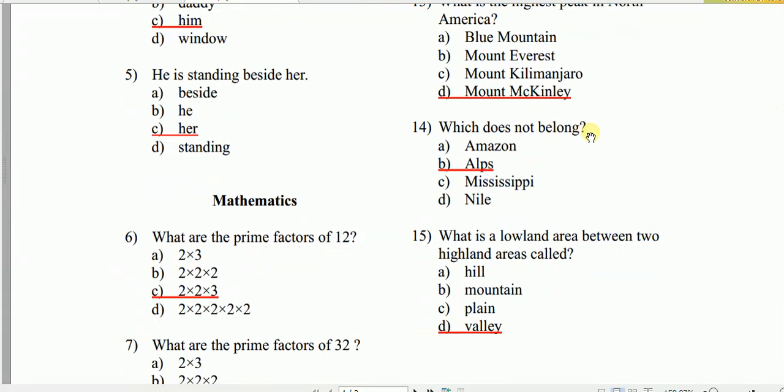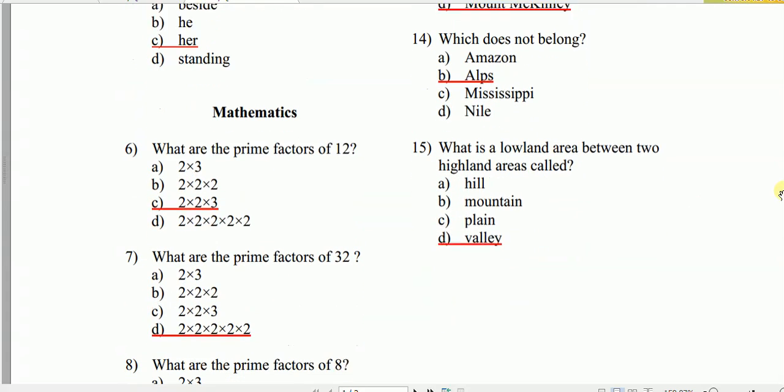Which does not belong? Pay attention to not. Amazon, that's a river. Alps, mountain range in Europe. Mississippi, longest river in North America, and Nile, longest river in Africa. So we have river, mountain, river, river. Oh, the mountain does not belong.